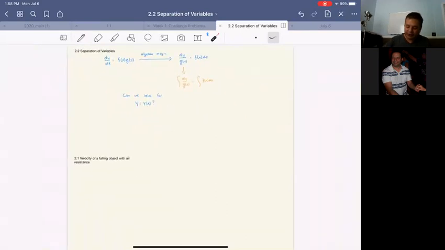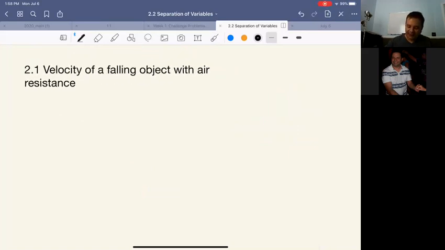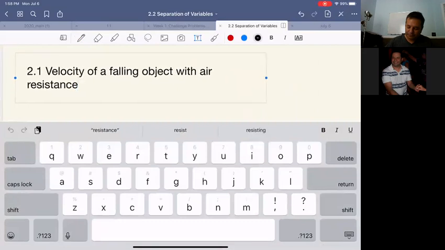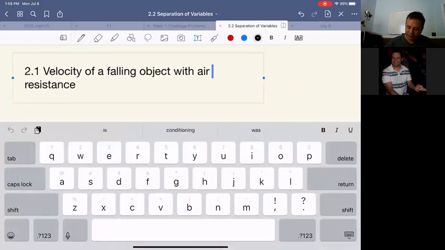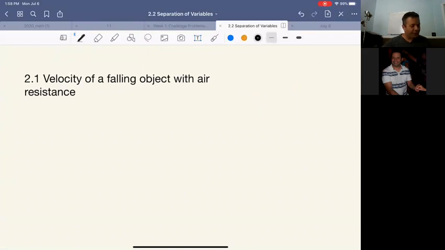So let's do an example, which is from 2.1. The velocity of a falling object with air resistance. m dv/dt, so that's mass times acceleration, equals mg minus bv.